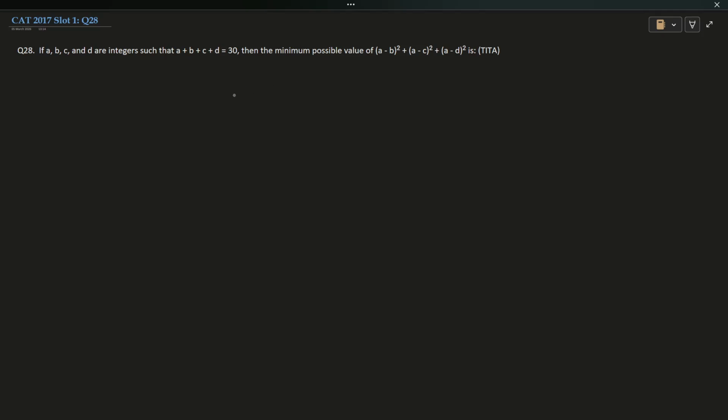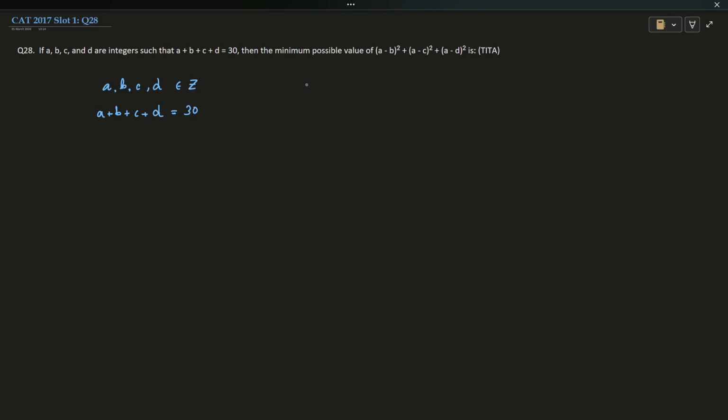So guys, see, we are told that a, b, c and d all four belong to integers. We don't know whether positive integers, negative integers or zero. We don't know that. And we are told a plus b plus c plus d is equal to 30.